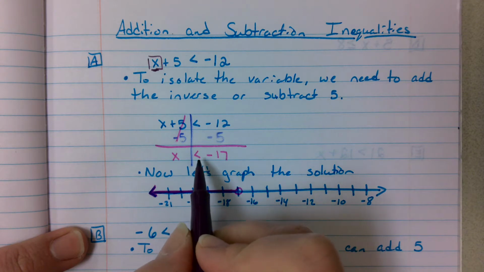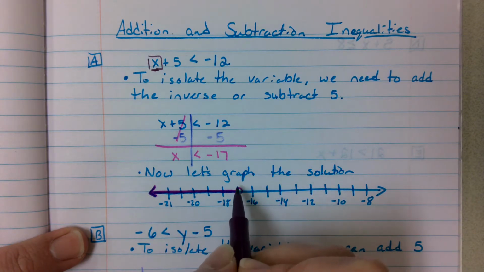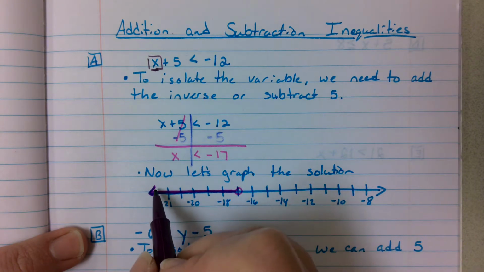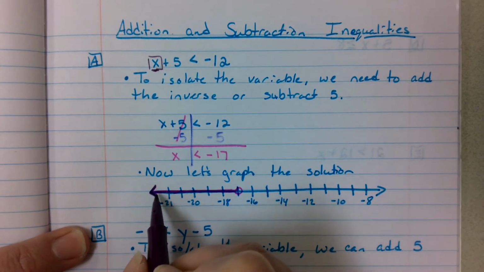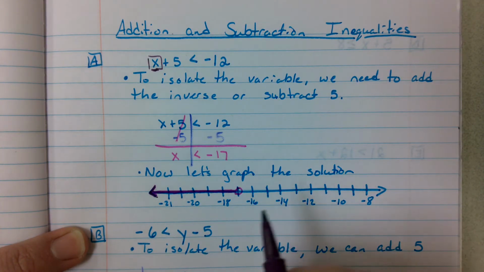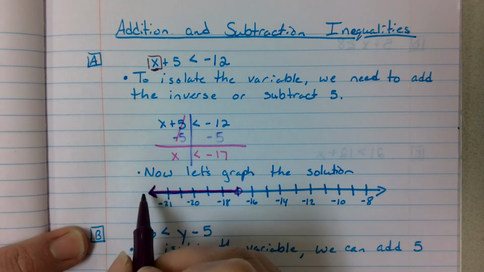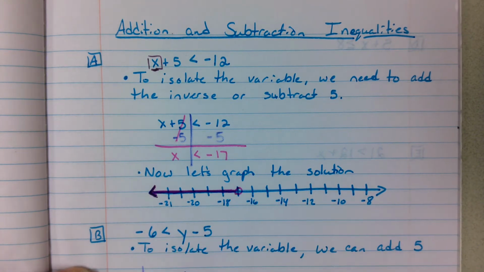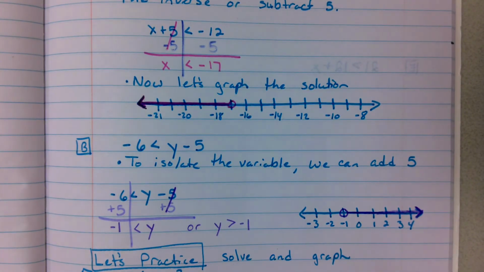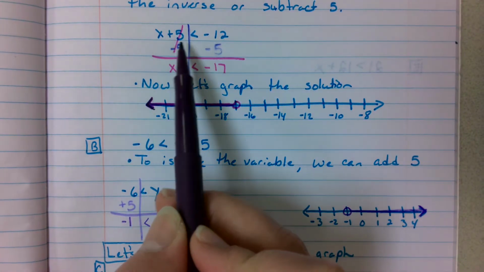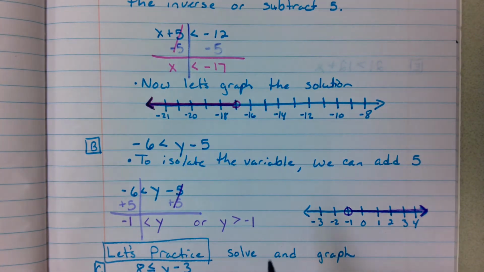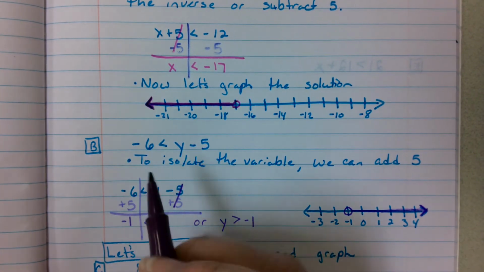Remember, we don't have the equal with it, so our circle is going to be open. And then our arrow needs to be pointed the same direction as our inequality symbol. So here's our graph of the solution, open at negative 17, and it's going to the left. All values smaller than negative 17, but not including negative 17. Okay, I want you to notice here a difference on the setup. Here my variable's on the left, and here my variable's on the right. So I want to show you what I do there, so keep an eye out for that.